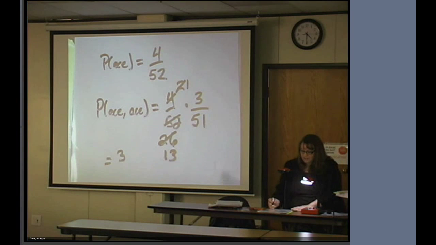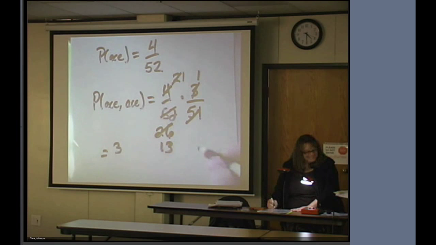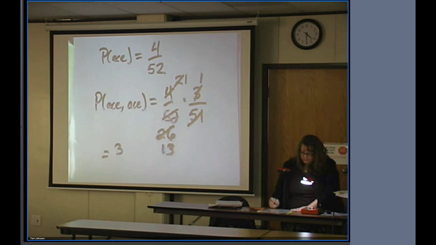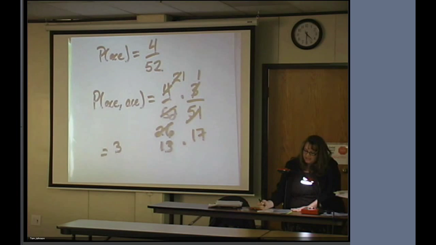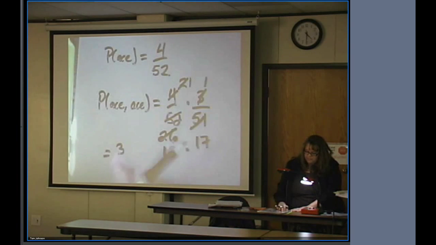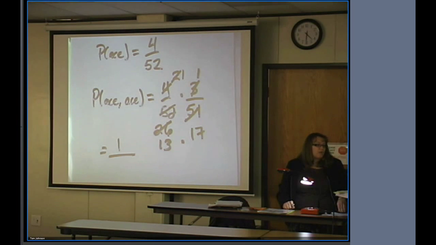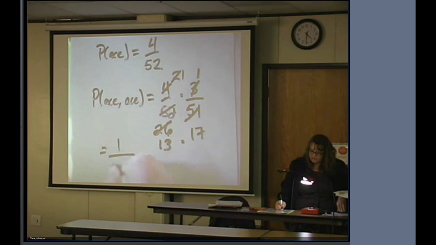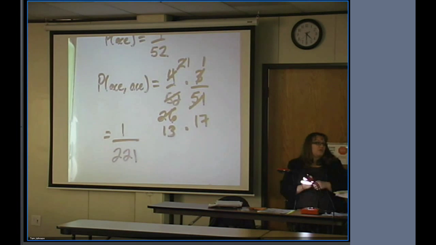In fact, how many times will 3 go into 51? Yeah, 17. So what I end up with is 1 times 1 on top, and 13 times 17 on the bottom, which is 221. So the probability here is 1 over 221.